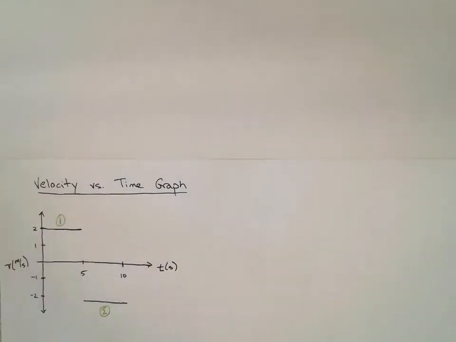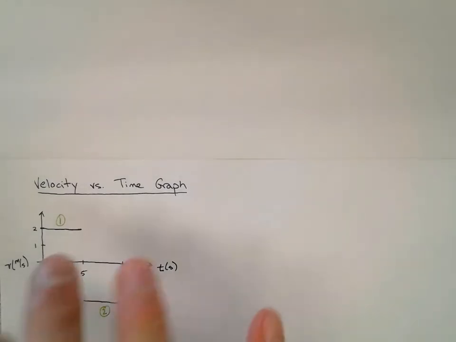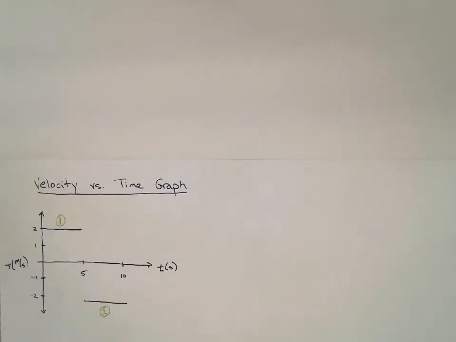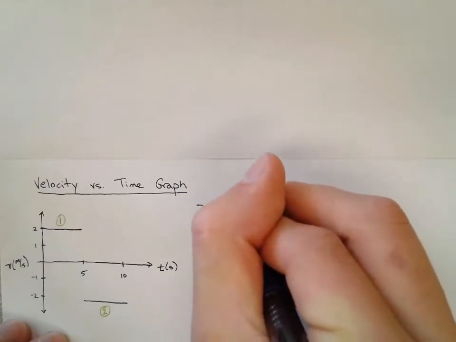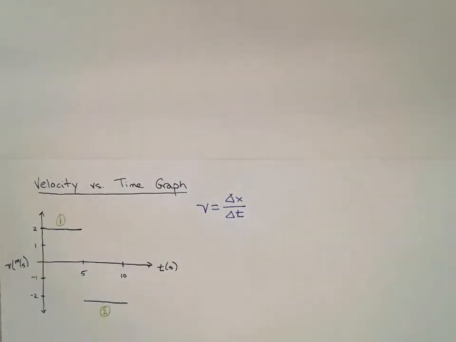So now it brings us to our question: how could we figure out what my change in position, or my displacement, is only from this velocity versus time graph? So let's first look at this equation, how we calculate velocity. Remember, velocity is equal to a change in position divided by a change in time.